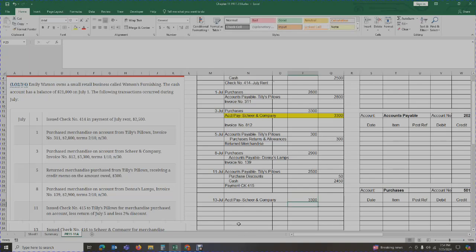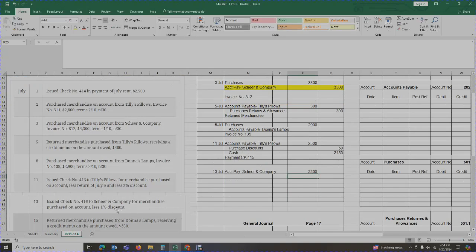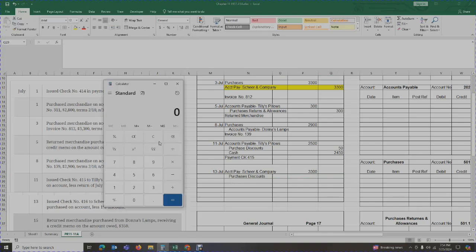Now the problem says that there is a discount of 1%. So if we look back at Shear and Company, it says here 1% discount, 1-10 net 30. So we get a 1% discount. So let's go ahead and do our purchases discount. We have a purchases discount of 1%. So we're going to get our magical calculators. 3,300 times 1% gives me a discount of $33.